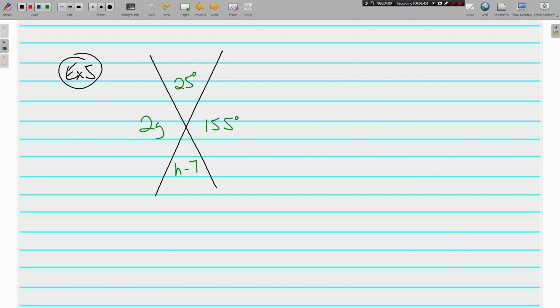Number 5 here. We've got 2g. 2g is vertical with 155. Opposite v's. So we've got 2g is equal to 155. I'm going to divide both sides by 2. And I get g is equal to 77 and a half. 77 and a half. All right.